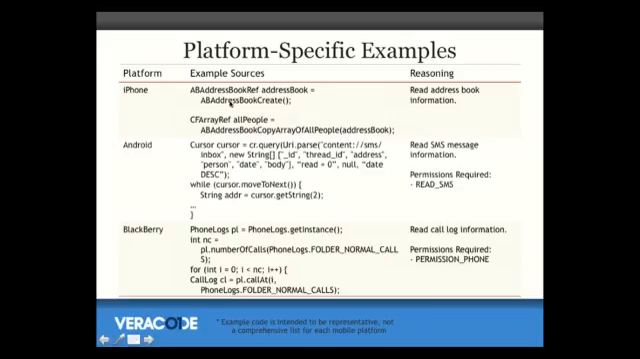So this is just something that many applications do. You can inspect the code for this. There's well-defined APIs for iPhone, Android, and BlackBerry to get at the address book. So you can really easily inspect for this, and this is what we did in our Adios application.